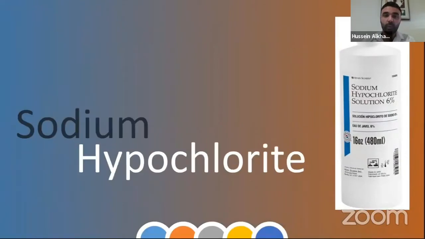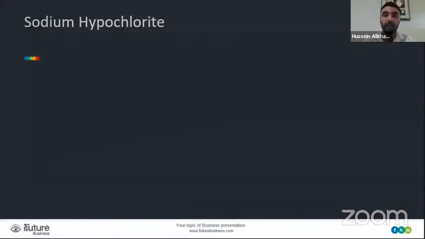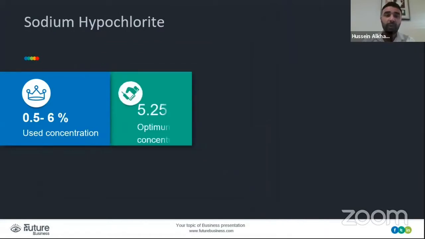We will start with sodium hypochlorite. Sodium hypochlorite is the gold standard, most widely used endodontic irrigation solution nowadays. This irrigating agent is used in a wide range of concentrations, between 0.5 and 6%. Some authors suggest that higher concentrations, such as 7, 8, or up to 11%, can be used in clinical application. However, 5.25% is the optimum concentration, and it has been widely investigated in the literature.